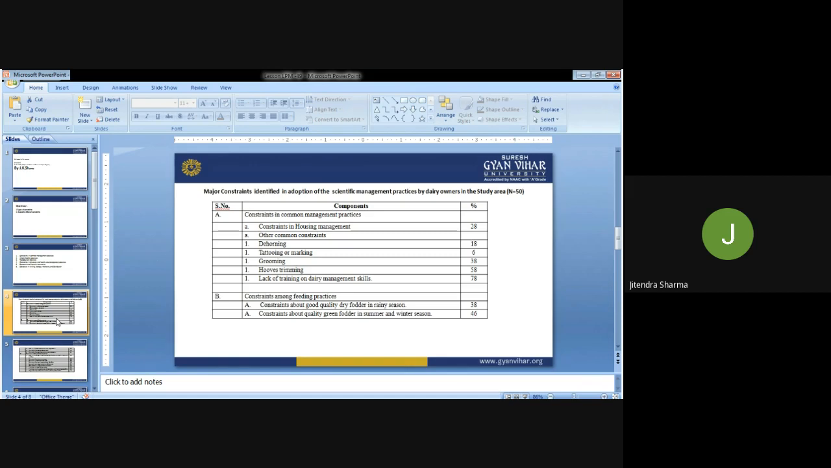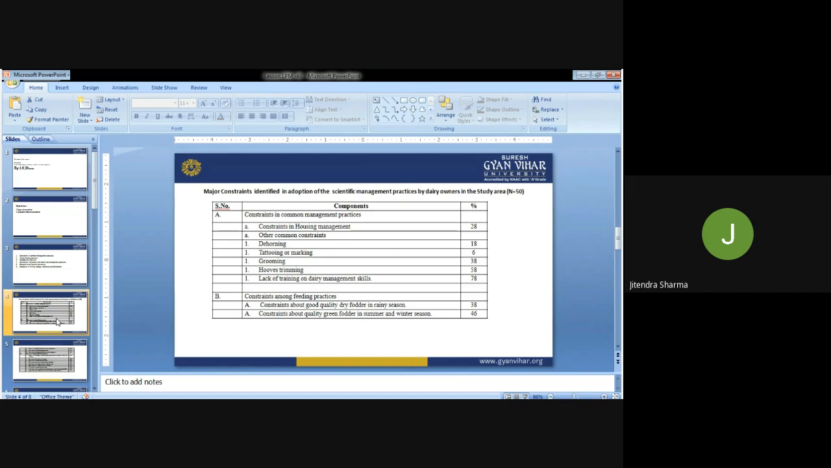And the livestock business is a business where 24 hours of attention is required. In that case, they have objections and reservations. So the majority, 78% of dairy owners, lack training on dairy management skills.